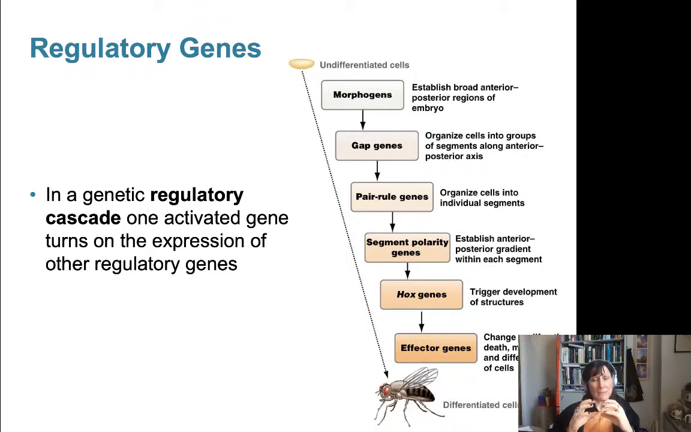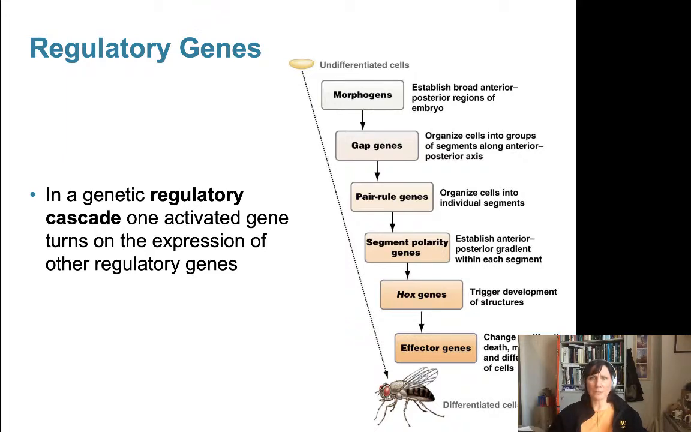Those gap genes are then, once they start production, going to turn on the pair rule genes, which are going to organize the cells within each segment of the embryo. Those genes are then going to turn on the segment polarity genes, which are going to establish anterior-posterior gradients within each segment of the embryo. And then Hox genes can get turned on. That's going to trigger the development of other structures, so things like antennae and wings and limbs in the case of a fly, or it's going to have an influence on limbs of all animals.